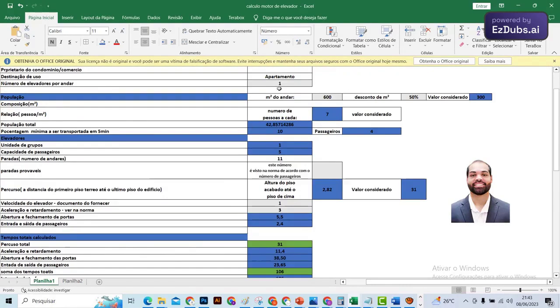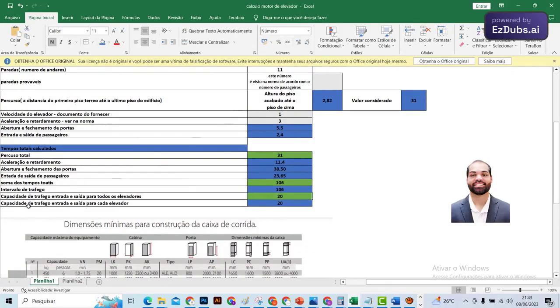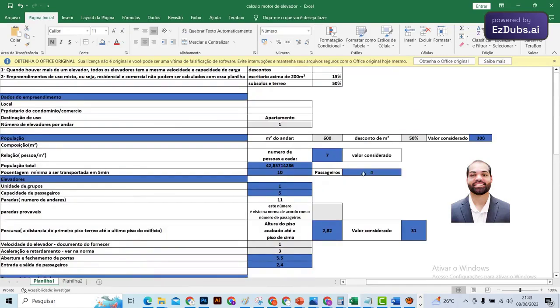Consequently, as it is only a single elevator per floor for our consumer units, we have the inbound and outbound traffic capacity for each elevator of 20 as well. In this case, we find the traffic capacity also considering the number of people the elevator supports, which is 4 here, which according to our calculation we see was 5 also, okay.